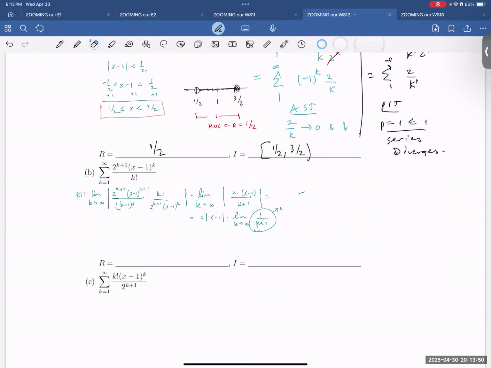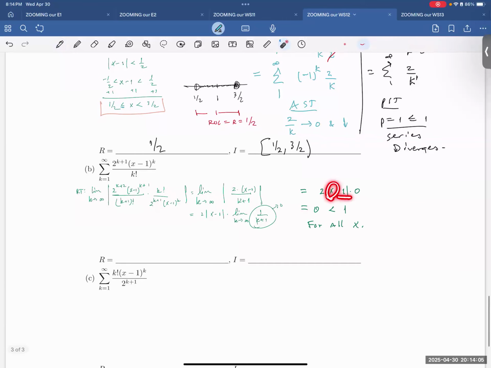So if you want to see that a little differently, we have our limit being 2 times absolute x minus 1 times 0. That's 0. It's less than 1 for all x. X could have been anything right here. Subtract 1, absolute value, times 2, times 0. You're going to get 0 every time. So all x is your interval. Half of that for the radius is a half.